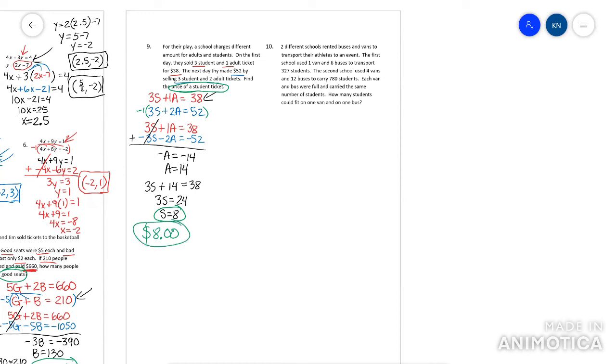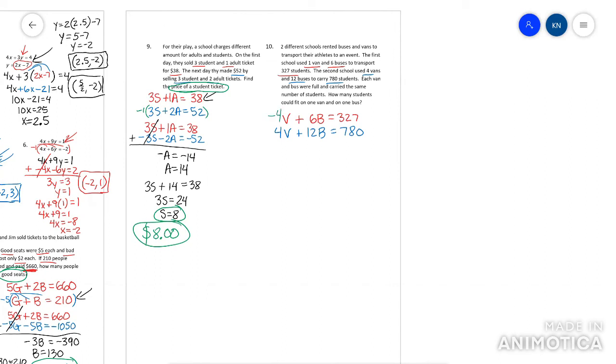And this last one, a school's using vans and buses. So the first school used 1 van, 6 buses for this many students, 327. So 1 van plus 6 buses makes 327 students. My next equation, 4 vans, 12 buses, 780. All right, I want to solve this by elimination.